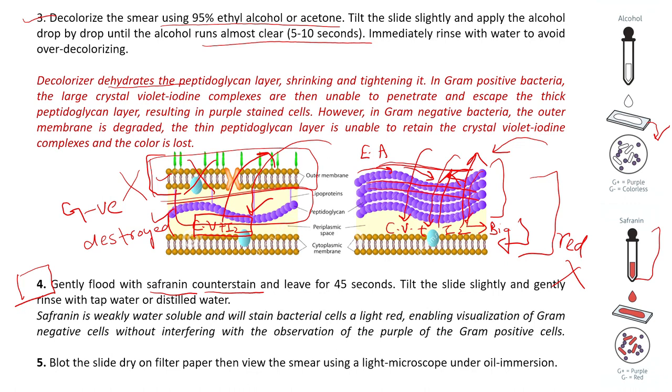So finally, you know the difference between gram-positive and gram-negative bacteria, why gram-positive bacteria attain the crystal violet color and why gram-negative bacteria attain the red or pink color.